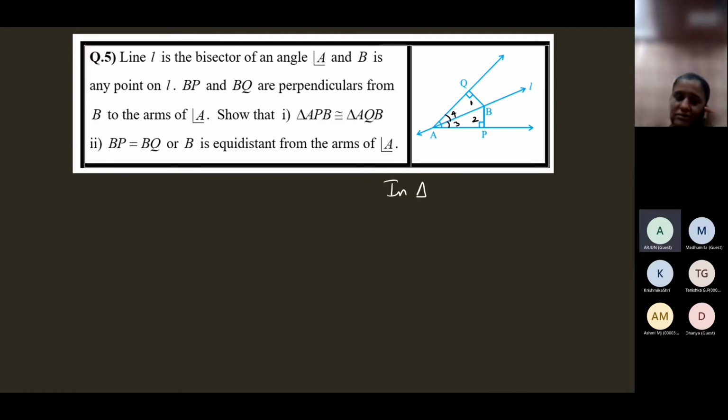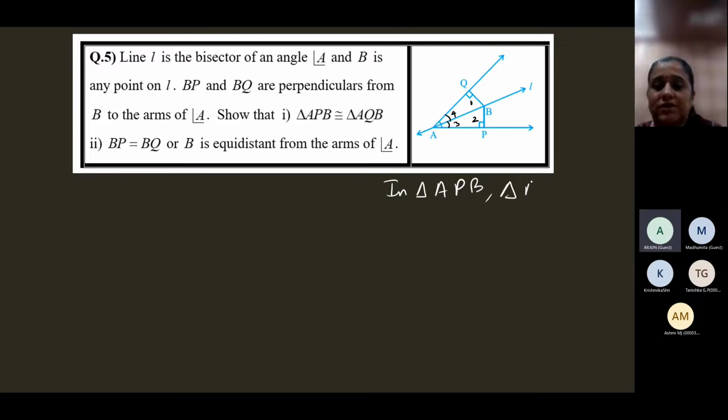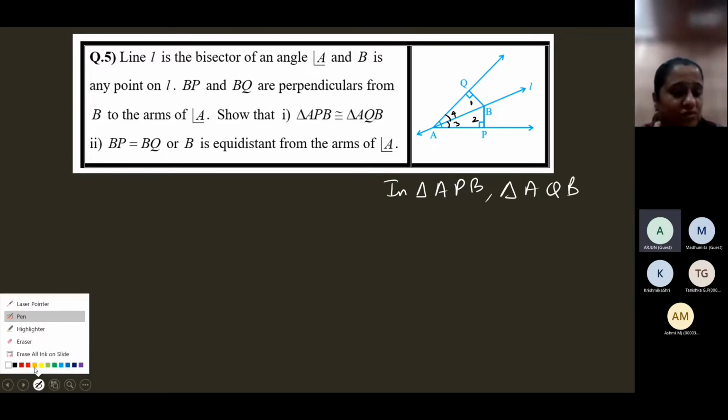In triangle APB is congruent to triangle AQB. In triangle APB and triangle AQB. One minute, I just want to make some more changes. Just one minute.